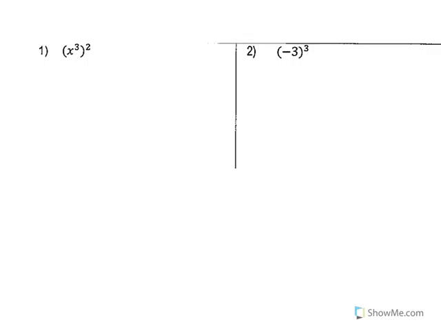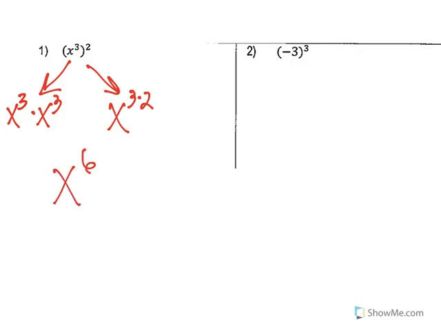I'm going to write it both ways. I'm going to write it the super slow, basic way. And I'm also going to write it the multiplication way. So, this way means x to the 3rd squared, 2 times. This way would be x to the 3 times 2. No matter what I do, I'm going to get x to the 6th. You have to decide which way is better for you. Do you want to write it out, or do you want to just multiply? Okay?